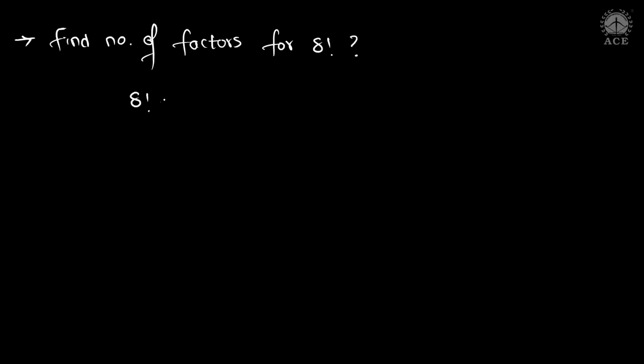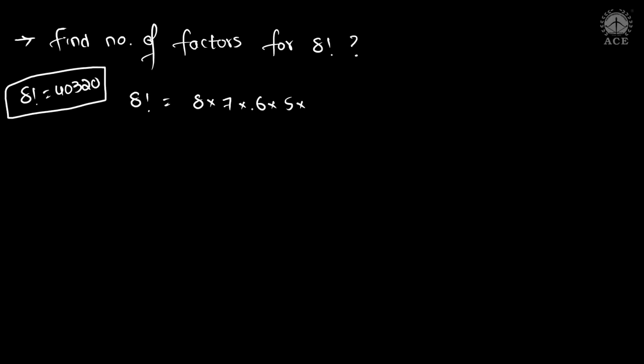So 8 factorial is 8 into 7 into 6 into... This is easy actually, don't worry. Don't write 8 factorial as 40,320. Don't write like that. That's a waste of your energy and time. Instead, write 8 factorial as 8 into 7 into 6 into 5 into 4 into 3 into 2 into 1.